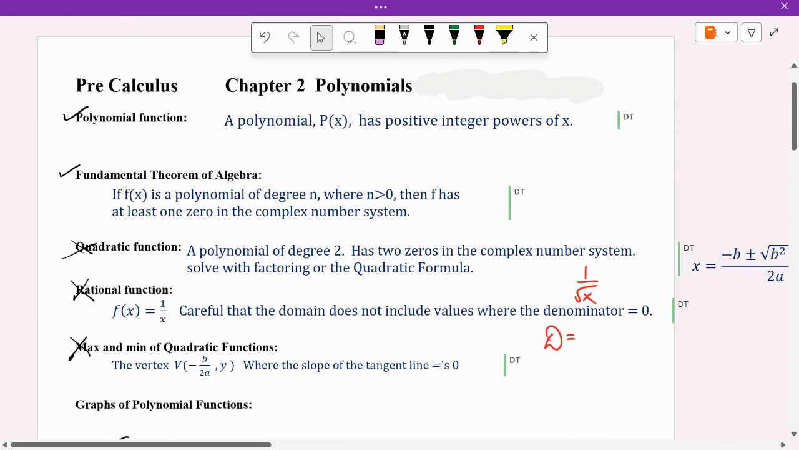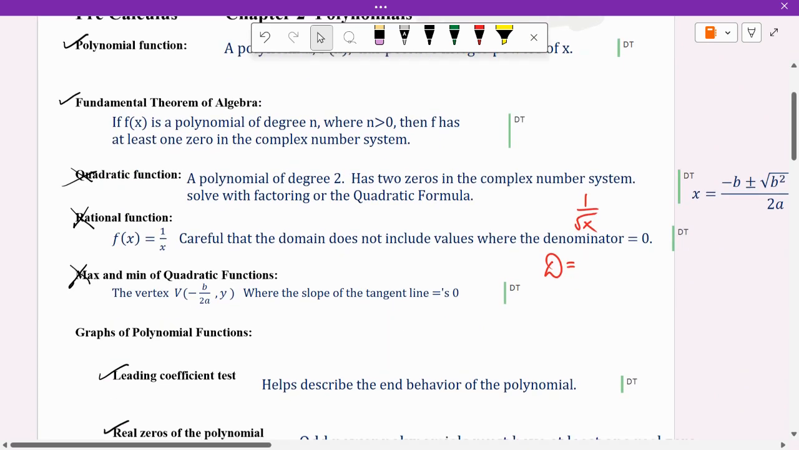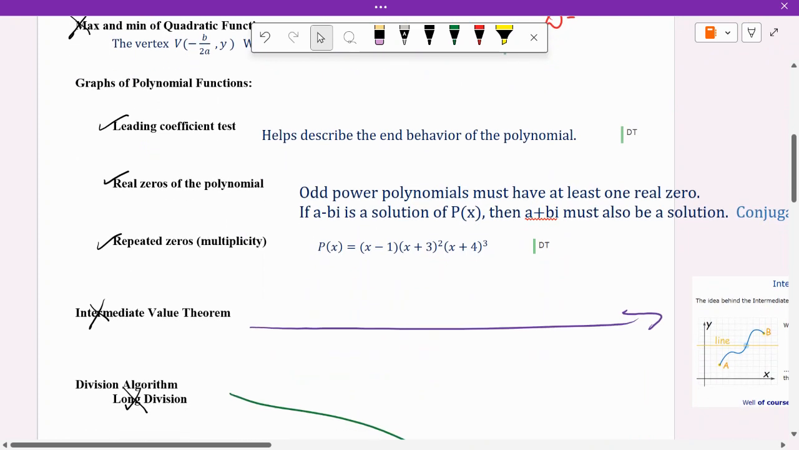Okay, so the fundamental theorem of algebra says that if the degree of the polynomial is at least 1, then there will be at least 1 zero in the set of complex numbers. Now, that seems like common sense, right? But that's what the fundamental theorem of algebra says, that if it's a polynomial and the degree is at least 1, then there will be at least 1 zero. Ta-da. Okay. So we're also going to talk about the leading coefficient test.